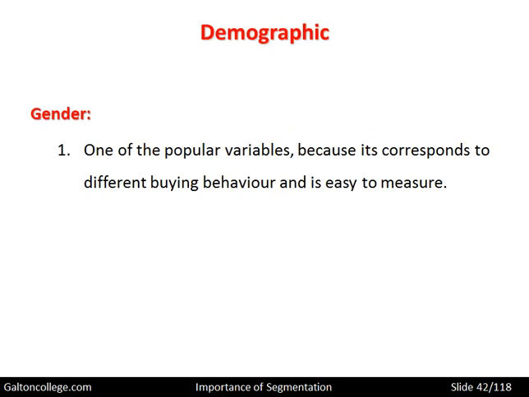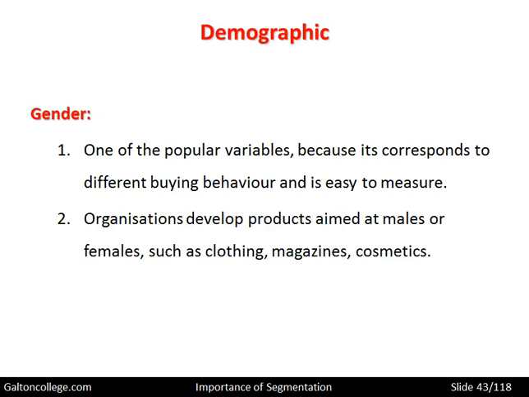Gender. One of the population variables, because it corresponds to different buying behaviours and it's easy to measure. Organisations develop products aimed at males and females, such as clothing, magazines, cosmetics. So there are different products which are aimed specifically at that divide. Some are male, some are female. Generally speaking, female magazines are not of much interest to the males. There again, the male magazines are not very much interest to the females, and so on. So there are segments, and again the marketers can draw on that.